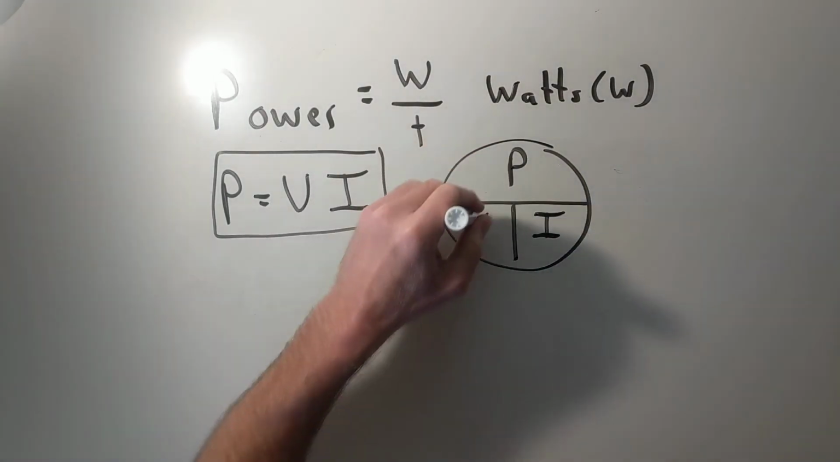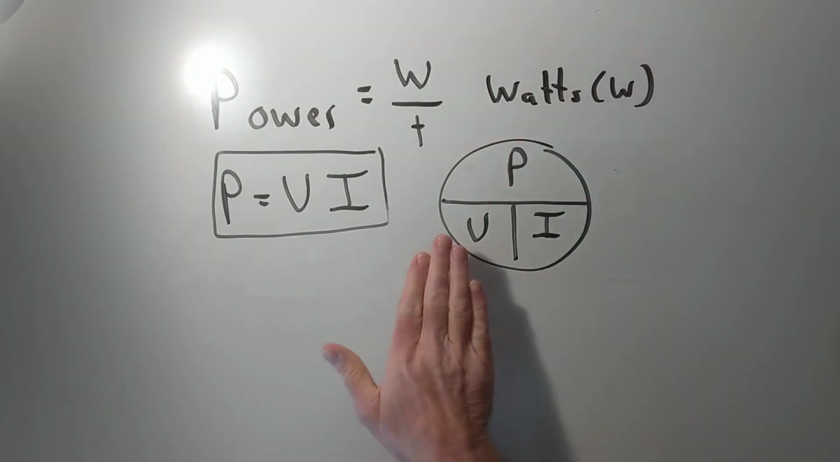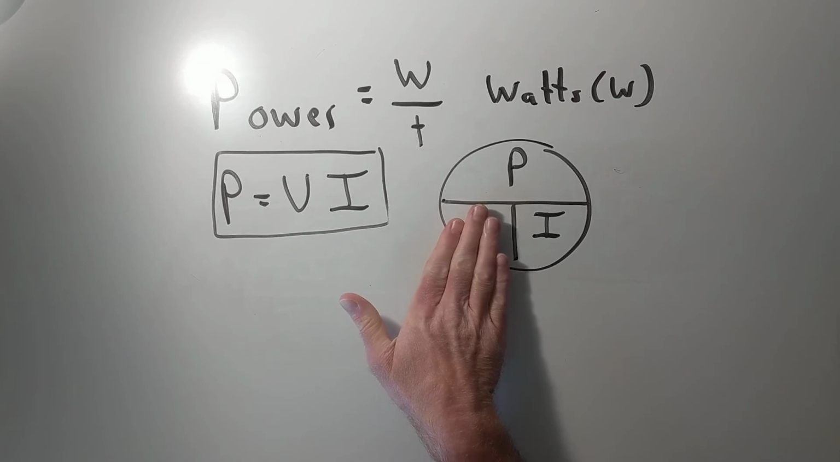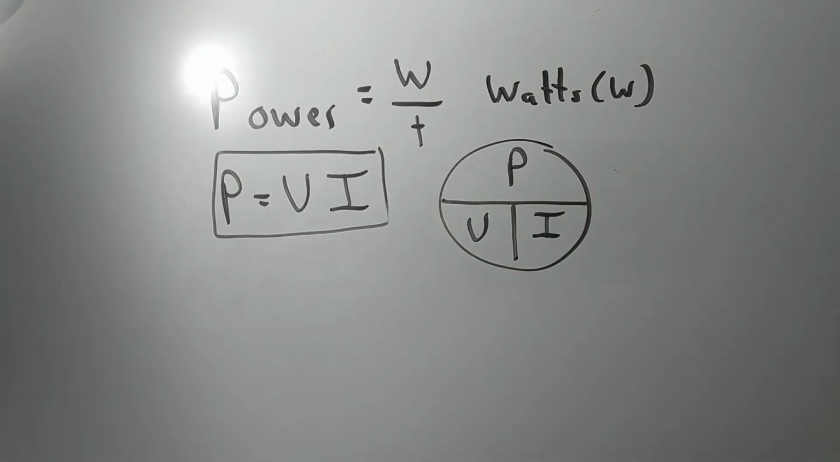So power is V times I. If you want to find power, cover it up, it's V times I. If you want to find voltage, it's power over current. If you want to find current, it's power over voltage. So any of those things are going to help you find out what the power is.